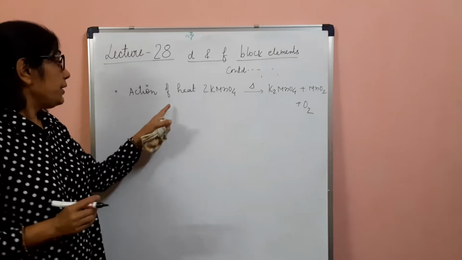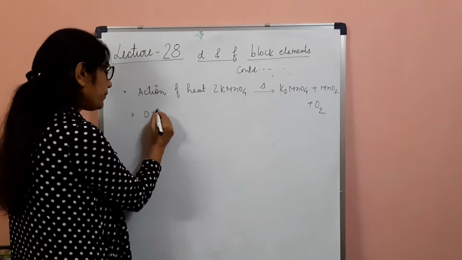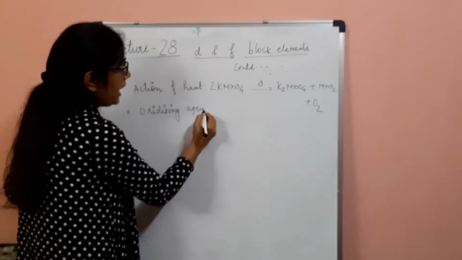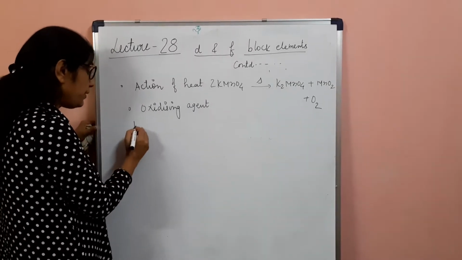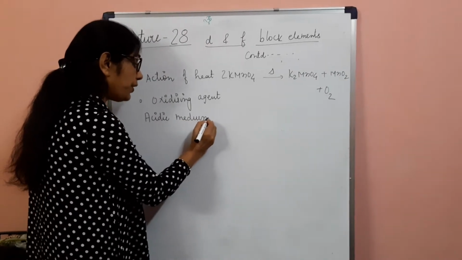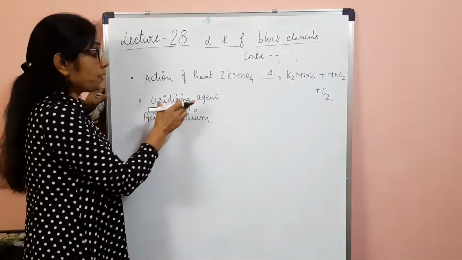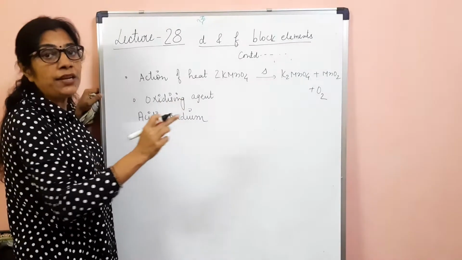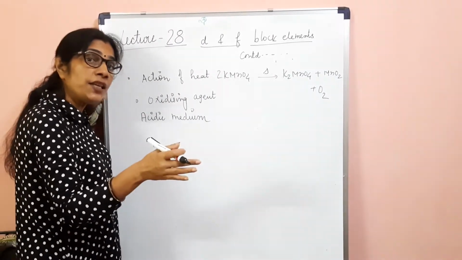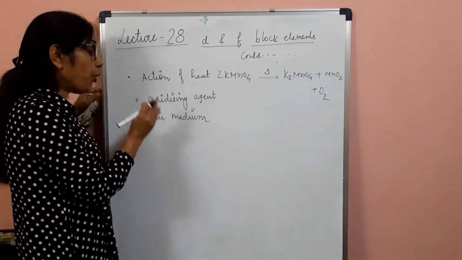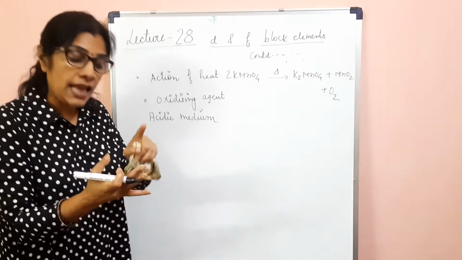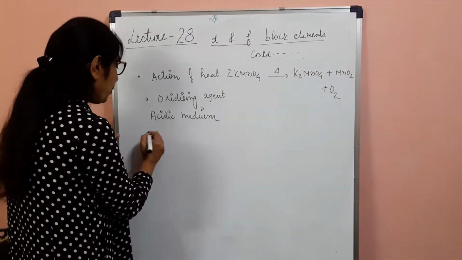Okay, and it acts as an oxidizing agent in acidic, basic as well as neutral medium. Let's see first of all in acidic medium. Very important reaction, my dear students. As I told you, oxidizing behavior of KMnO4 and K2Cr2O7. So far as potassium dichromate is concerned, it acts as an oxidizing agent in acidic medium. But the important point is that potassium permanganate acts as an oxidizing agent in acidic, alkaline as well as neutral medium.